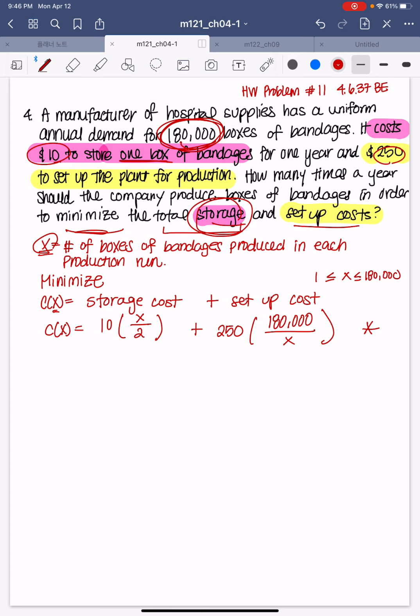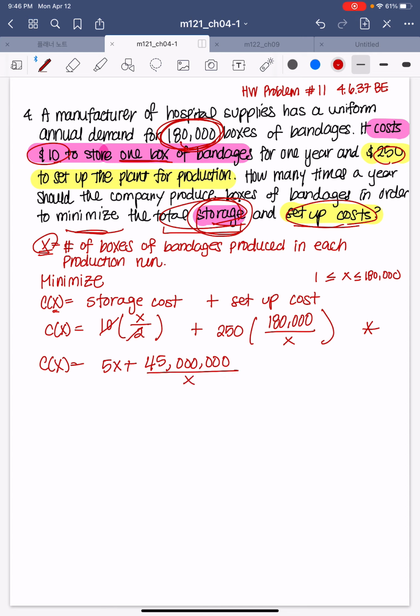Okay, so just remember, read it carefully. We have two different costs that make up the total cost. So C of X will be our total cost. So let's simplify. So this reduces to 5X. 250 times 180,000 will be 45 million, over X.